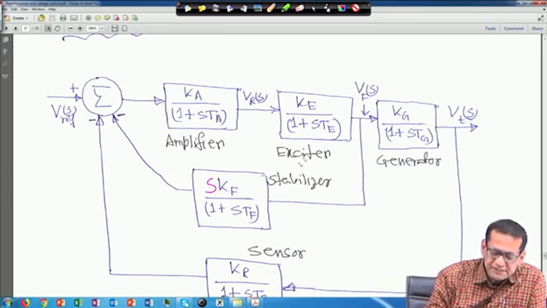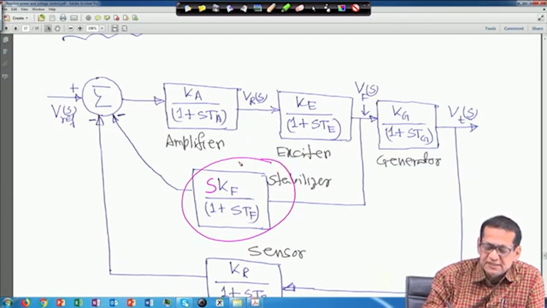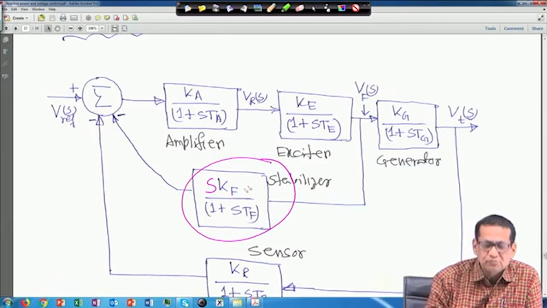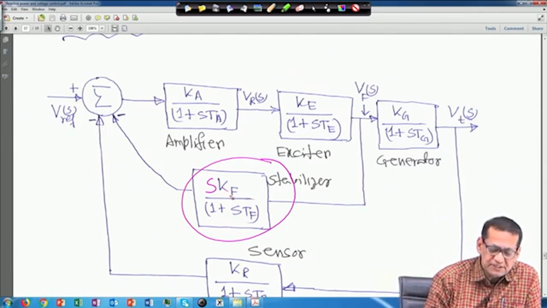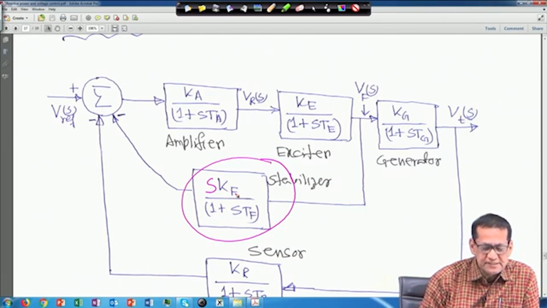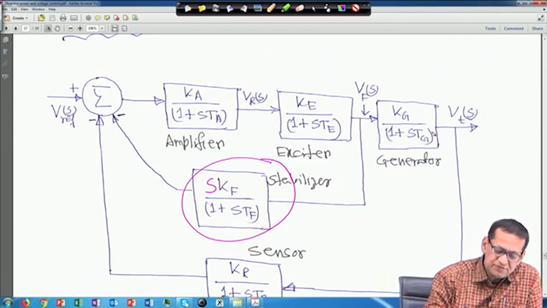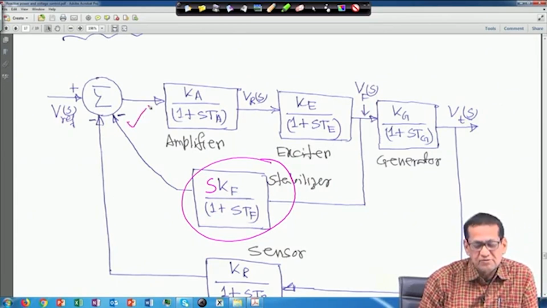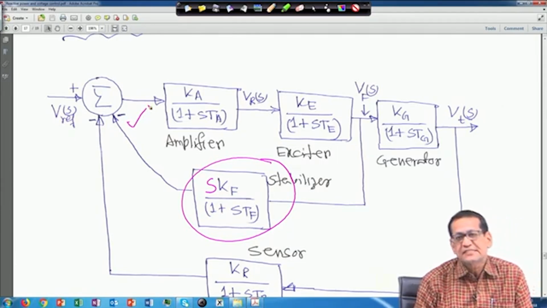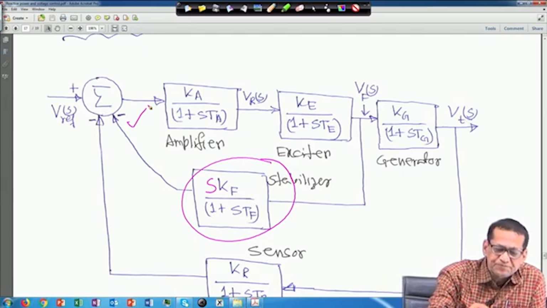So this is actually one stabilizing transformer, right? And it is excited by this voltage Vf, the exciter voltage. If you find this transfer function, it will be in this form: SKF upon 1 plus STF. I suggest you look in any book, you will get the transfer function of the stabilizing transformer. Previously this feedback was there, but here one inner loop is there. It has some other version of representing this, but I have taken this one.